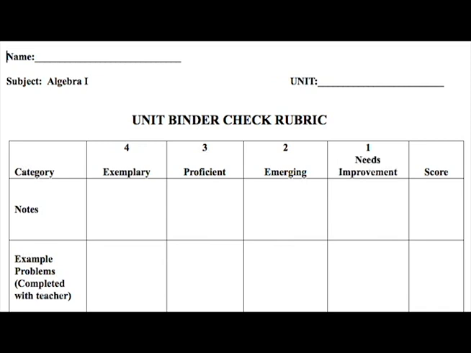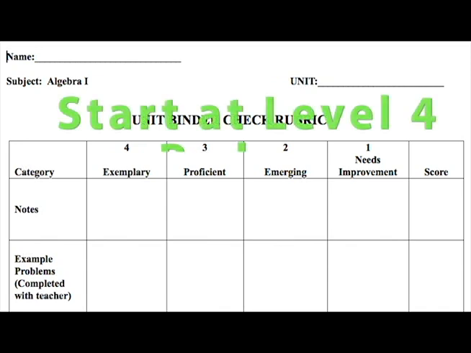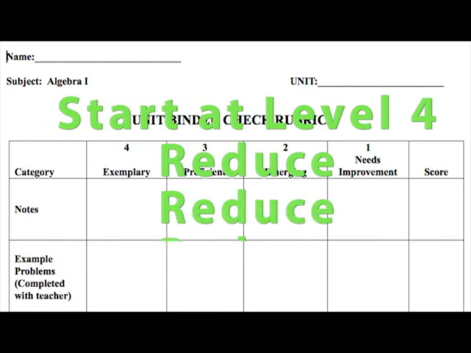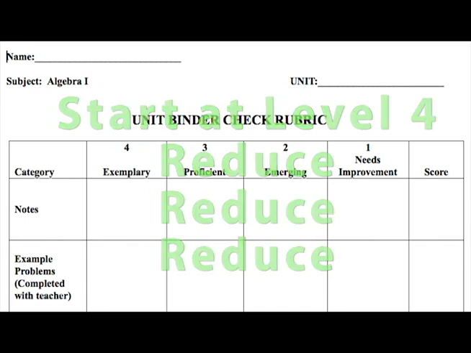So for each of your criteria, you're going to go and create 4 different levels of achievement. You always want to start at your highest level. In my case, it's the exemplary level. I'm going to start by setting my achievements for the exemplary level, and then from there, I'm going to reduce in the next level, and reduce in the next level, and reduce finally down to the first level.